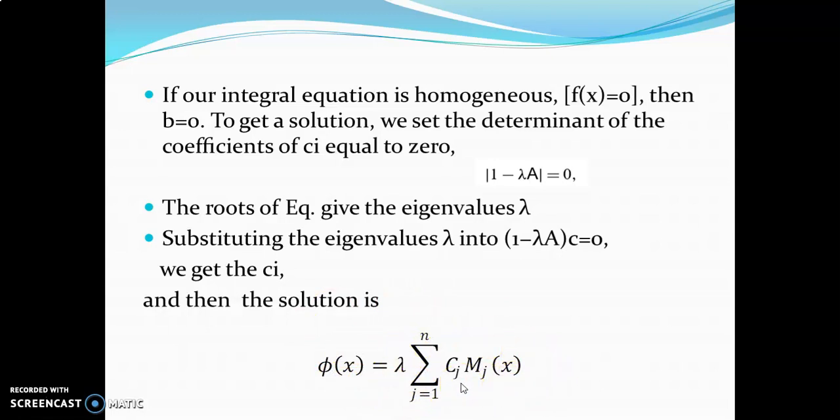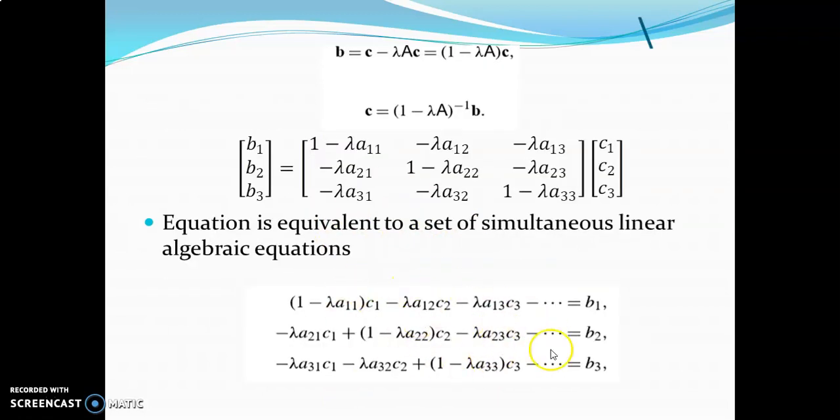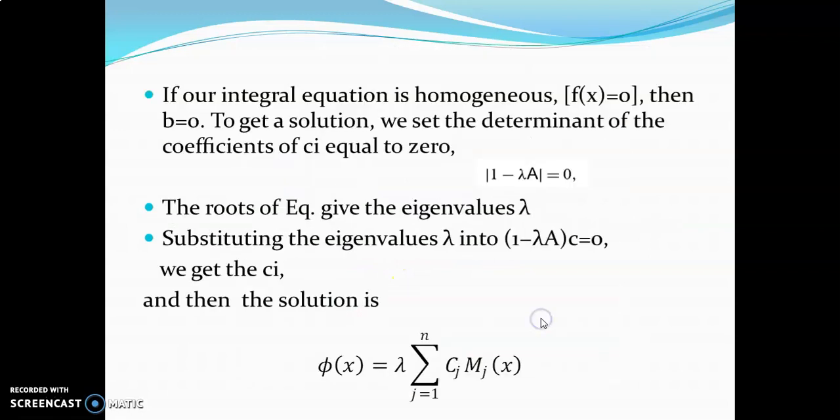So using separable kernel method we will get different eigenvalues and the corresponding eigenfunctions. So in separable kernel method, the integral equation is equivalent to a set of simultaneous linear algebraic equations, and also we can get the eigenvalues lambda and the corresponding eigenfunctions. The solutions here are called the eigenfunctions. For each eigenvalue we have an eigenfunction. So we will get eigenvalues and eigenfunctions, and this method will be clear when we discuss one example.